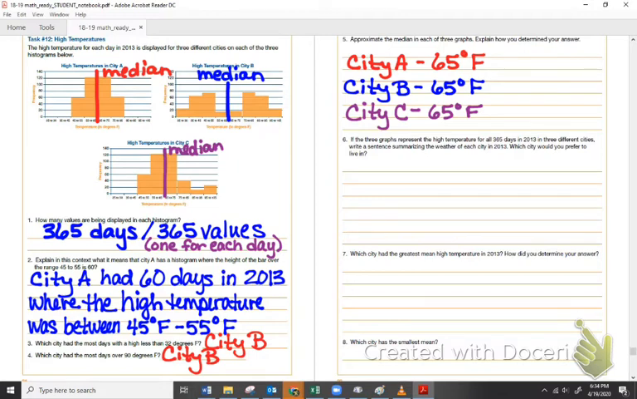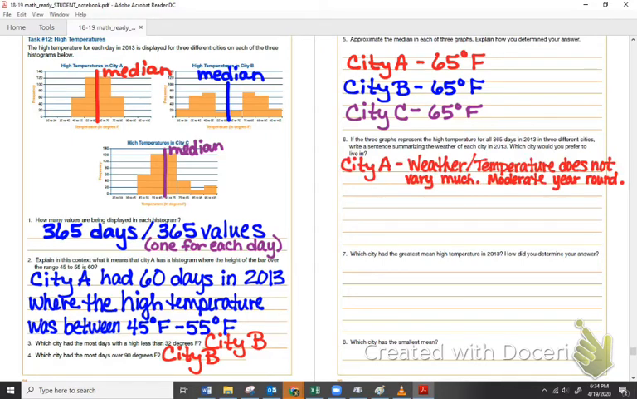So for City A, the thing I notice is that they spend about an equal amount of time between 45 and 55 as they do between 75 and 85. Most of their days, looks like, more than 240 days out of the year are spent somewhere between 55 and 75. So if I was going to categorize this city's weather, I would say that they don't have a very big range. It's pretty moderate in this city year-round.